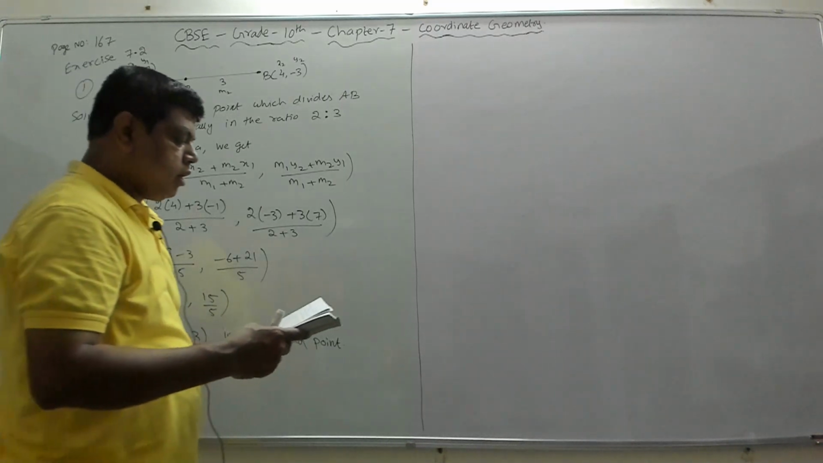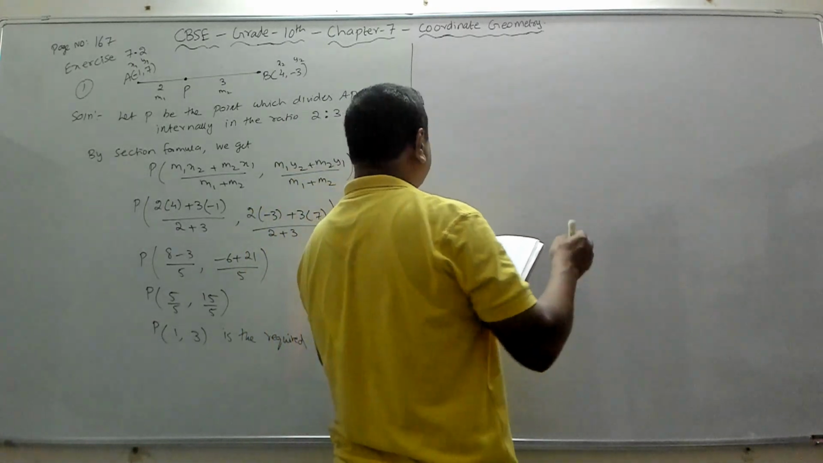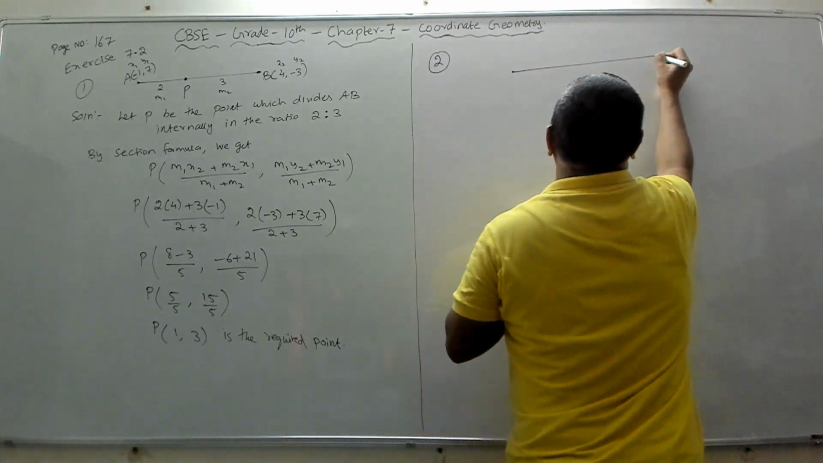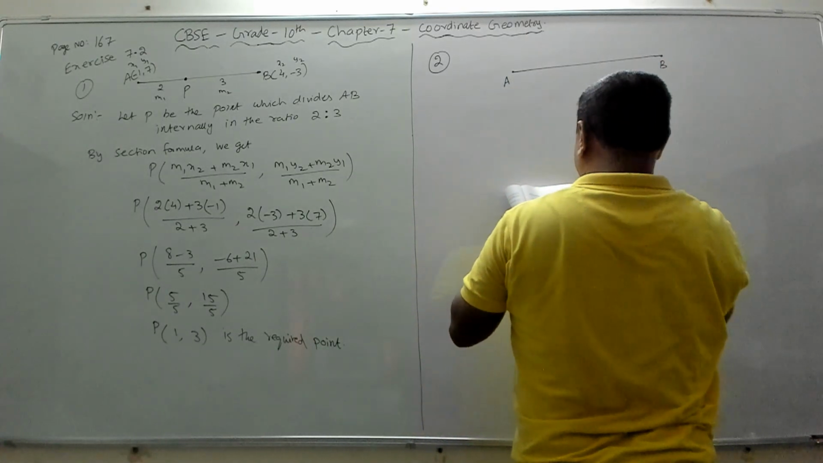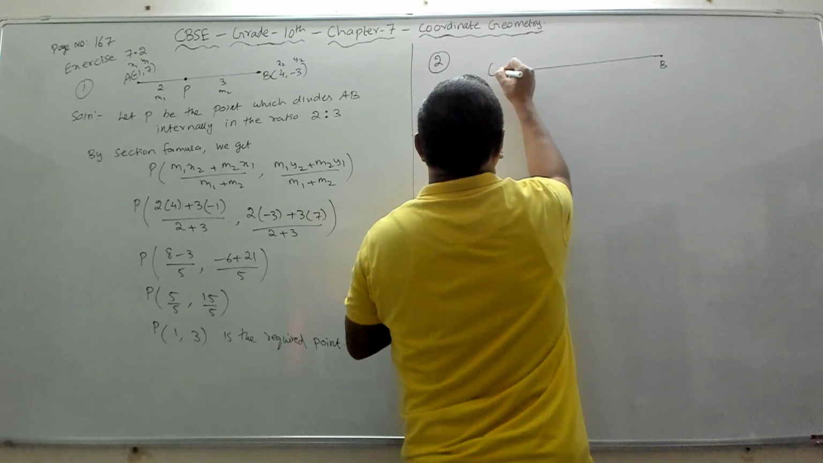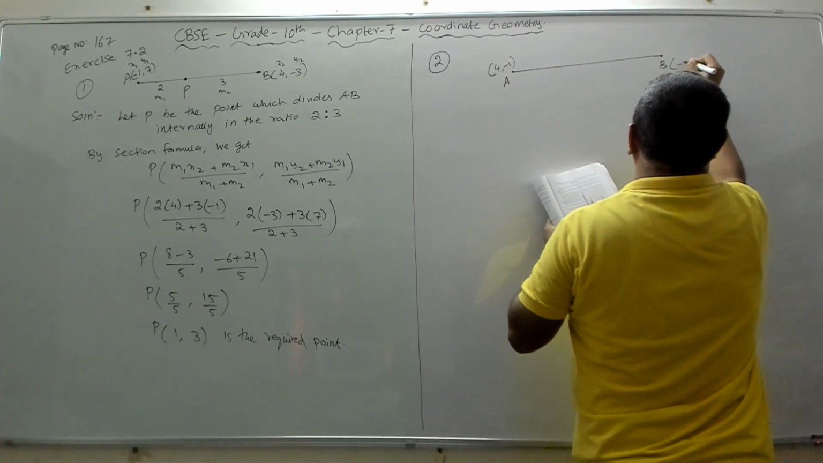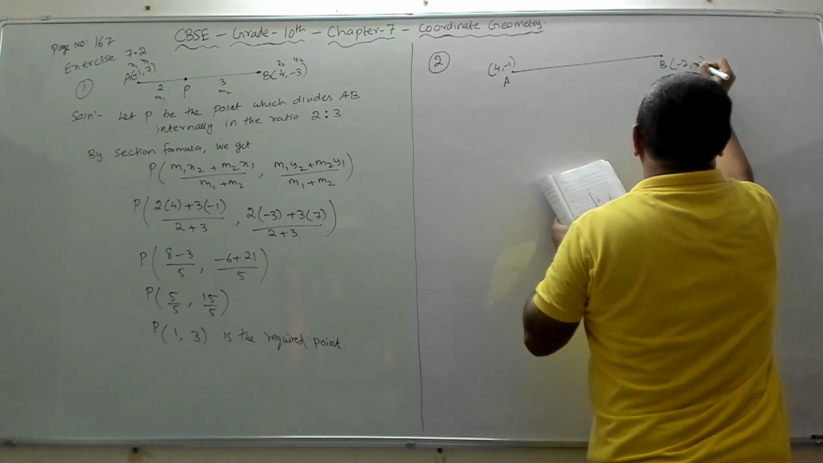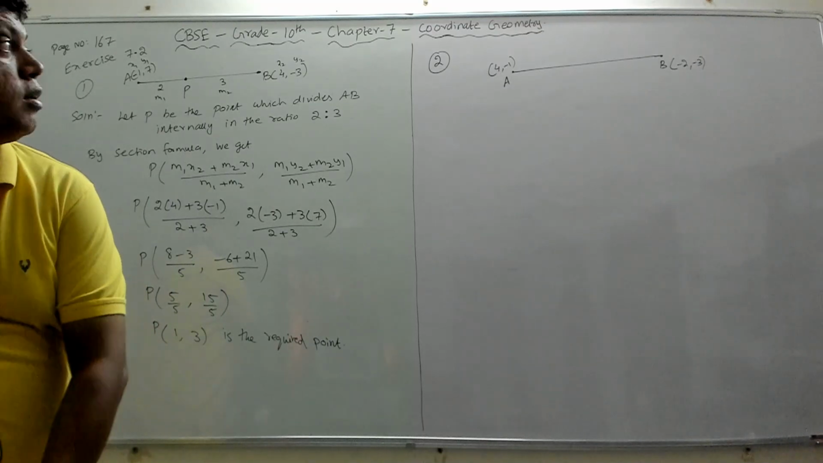The second question is, find the coordinates of the points of trisection of the line segment joining the points 4, minus 1 and minus 2, minus 3. So there is a line segment. Suppose this is A, this is B, and point A is 4, minus 1, and point B is minus 2, minus 3. Now we need to find the coordinates of the points of trisection of this line segment.